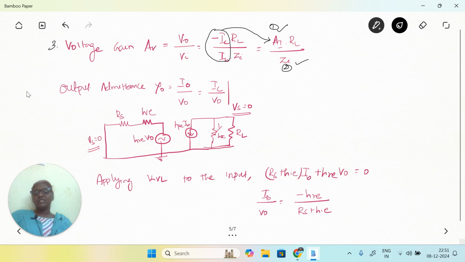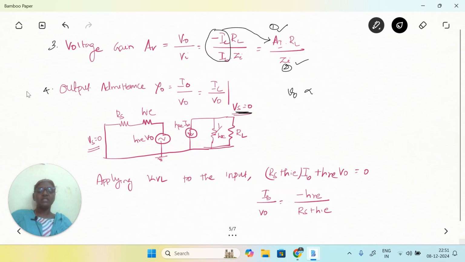The fourth parameter is the output impedance. Output admittance Yo is equal to Io by Vo. Io is nothing but the output current, which can also be referred to as IL by Vo or Ic by Vo. Here we give the important condition as Vs is equal to 0, because in an amplifier, whenever you are supplying the input, we will be getting the output. So we can write the input and output voltage equations like this.